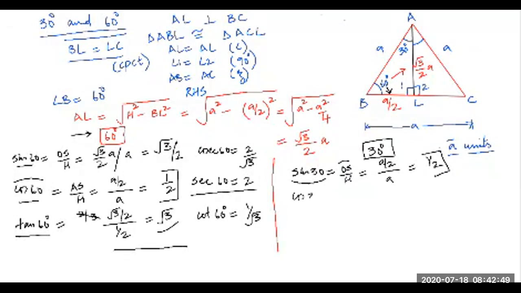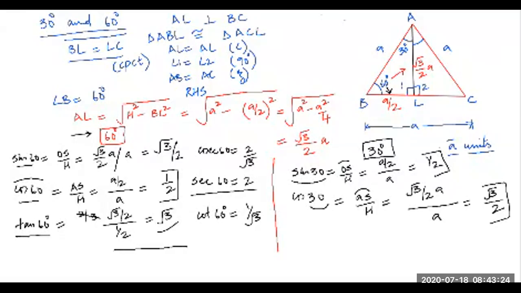Now, what will be the value for cos 30, students? Cos 30 is adjacent side by hypotenuse. Now, you have to find the adjacent side. For 30 degree, what is the adjacent side? Under root 3 by 2a. Under root 3 by 2a divided by hypotenuse, which is always a. So we can say cos 30 is under root 3 by 2. Definitely cos 30 will be equal to sine 60. See here, sine 60 is under root 3 by 2.